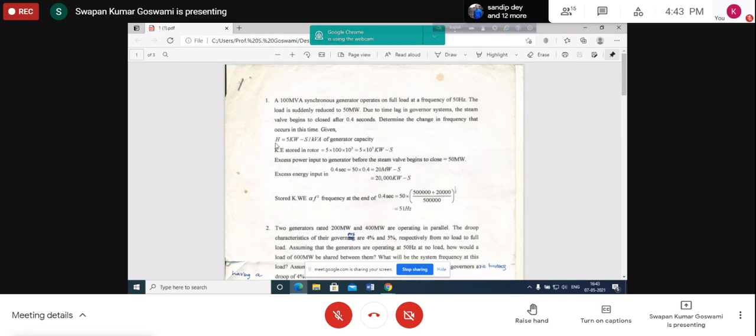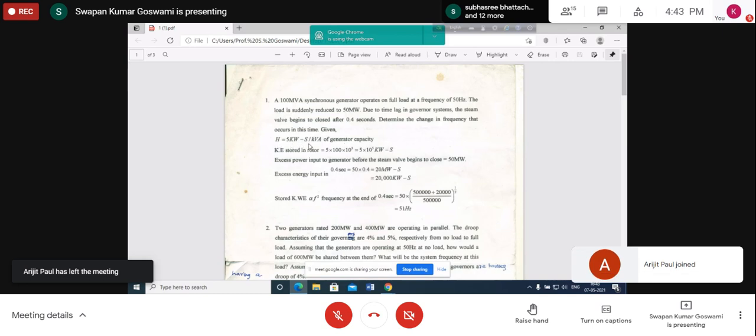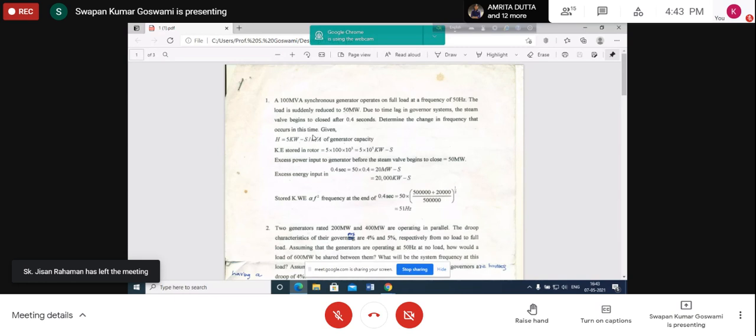Okay, what is given? It is given that the H constant is 5 kilowatt second per kVA. H is the inertia constant, which I told you already. It is popularly the inertia of the generator that is represented by H. So H represents how much kinetic energy is stored in the generator, in kilowatt seconds per kVA of generator capacity. The capacity of the generator is 100 MVA. So what will be the stored kinetic energy at rated speed? It is 5 kilowatt seconds per kVA of generator capacity.